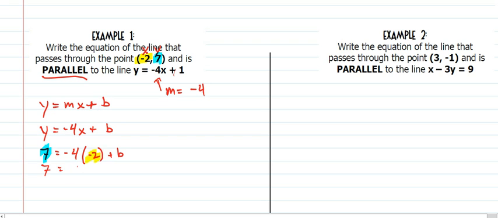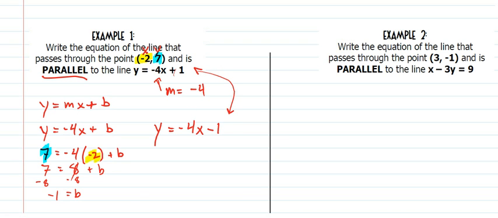Now we just got to do the math. Multiplying -4 and -2, that's 8 plus b. Subtract 8 on both sides, and we get, oh, that one's not canceling, this one is. We get b equals -1. So our equation is going to be y equals -4x minus 1. Different equation, but parallel, because they have the same slope.